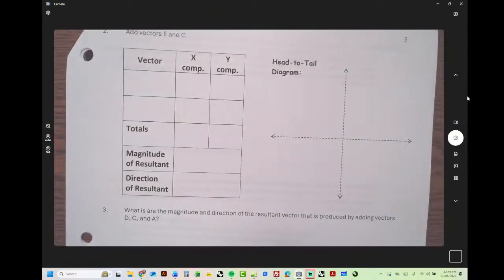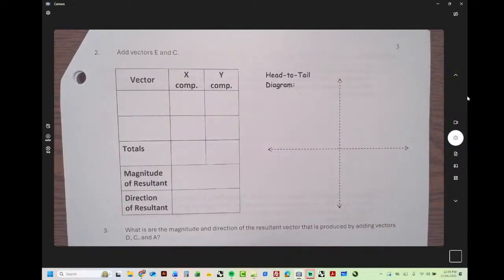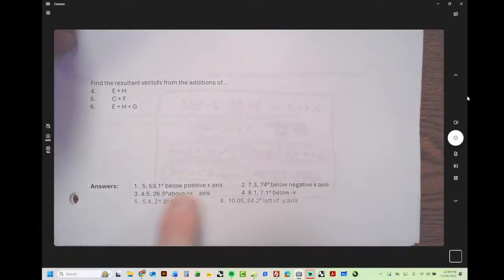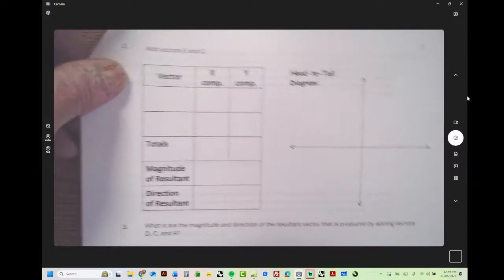All right, time for you to do one. So add vectors E and C. See if you can stay a couple of steps ahead of me, and I'll just catch up here and there. All of the answers to all these are at the bottom. The homework, if you have any homework, is just going to be to do the rest of these. So we'll work through them.